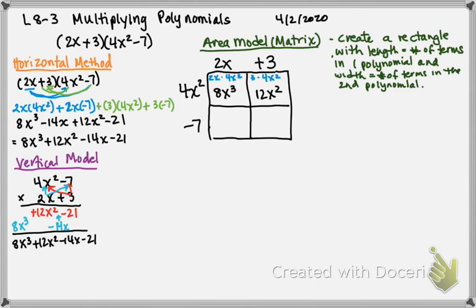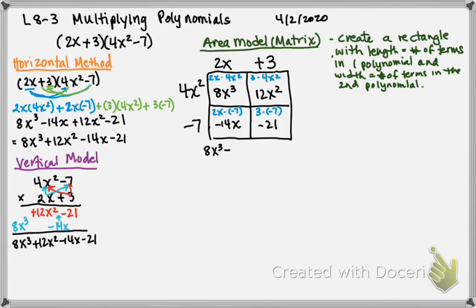So I'm basically figuring out the area of each of those smaller rectangles. So then I have 2x times negative 7, which is going to give me negative 14x. And then I'm going to go ahead and multiply the 3 times the negative 7, which is going to give me a negative 21. So now what I'm going to do is take those terms and I'm going to write them in standard form.